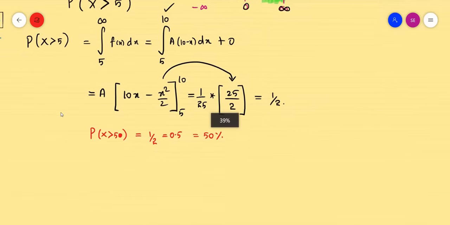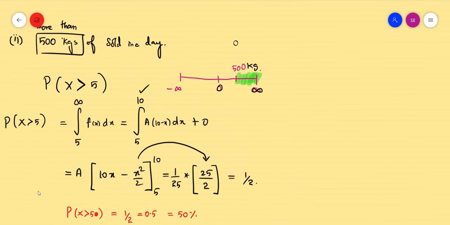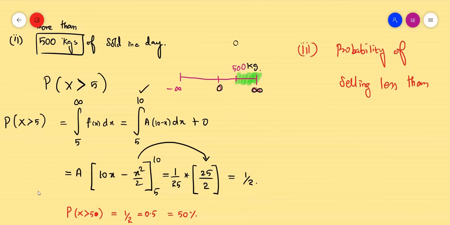Yes, sir. Okay, now it's very easy. You have to answer the next question. What is the probability of selling less than 500 kg in a day? What do we have to do, guys? So what is the notation? Less than 500 kg means P of x less than 5. Good.